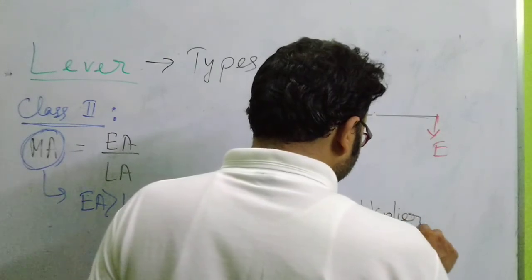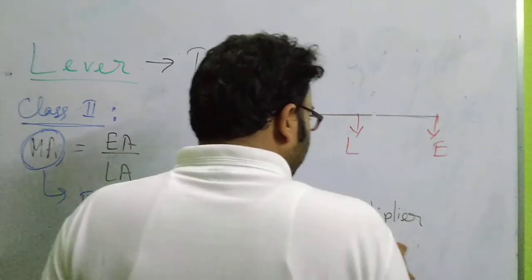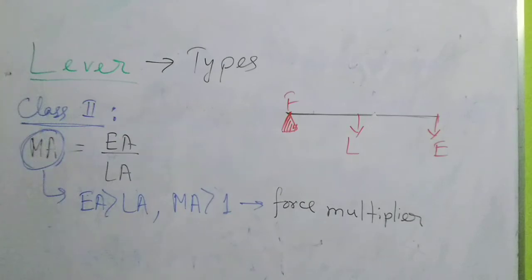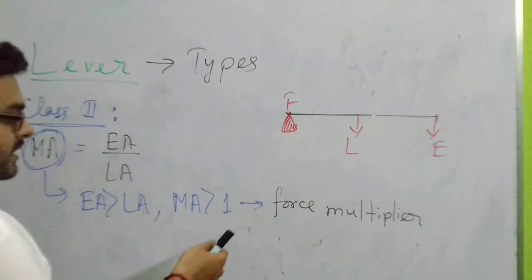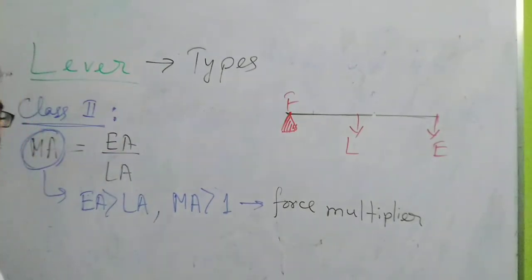So can you give an example of a class 2 lever? Nutcracker. Think of a nutcracker. You have all seen a nutcracker. Your grandmothers generally use it to crack those nuts that are given with beverages like paan. You must have seen those nutcrackers.